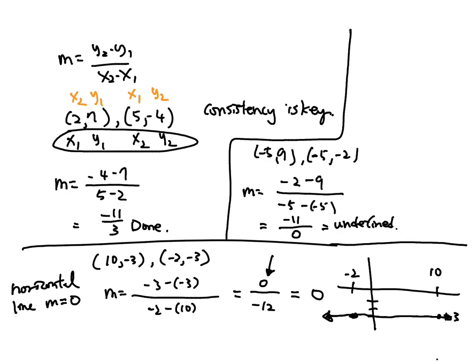And if you graph the points, you have -5 and 9. So here's -5, here's 9, somewhere up here. And you have -5, -2. So -2 is over here, so you have another point somewhere over here. When you connect them, you get a vertical line.